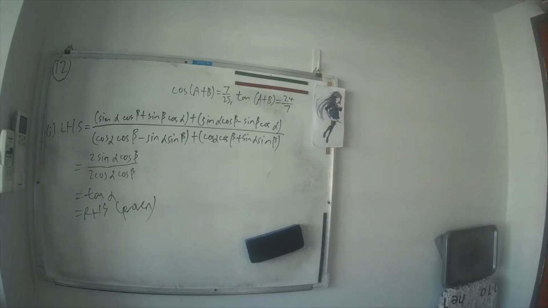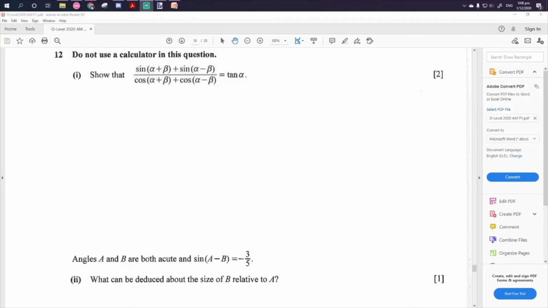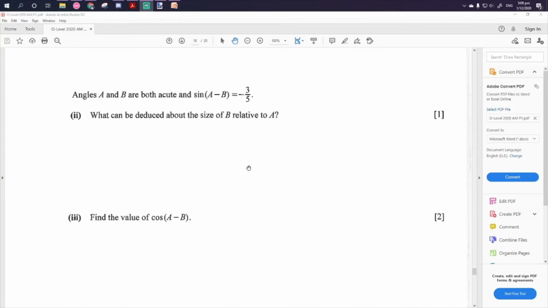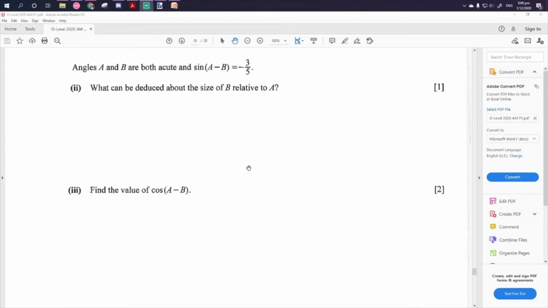And then the second part, I'm not even going to write on the board because it's very simple. Angles A and B are both acute, and sine of A minus B equals negative 3 over 5. What can be deduced about the size of B relative to A? As you know, sine of any negative acute angle is a negative number. So this must mean that B is greater than A. So then find the value of cosine of A minus B.